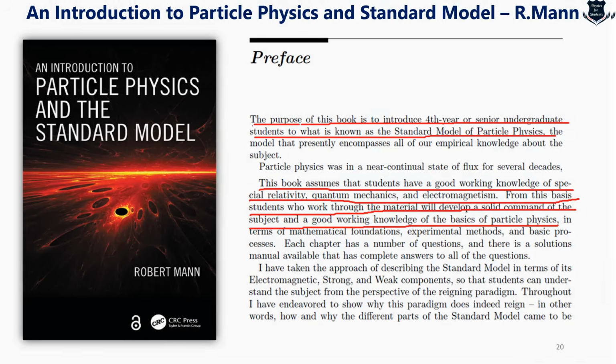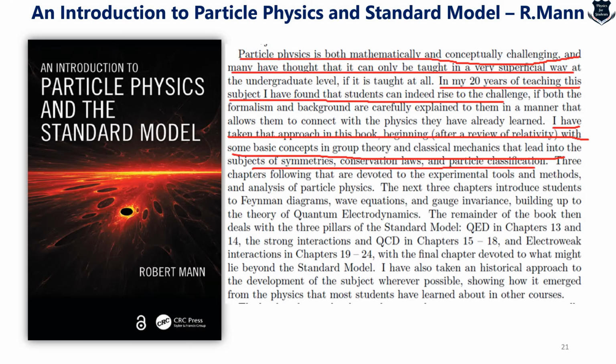So this is a notion that you should know, and there are a few lines underlined in red which you can go through, because Robert Mann found that particle physics is both mathematically and conceptually challenging, and in his 20 years of teaching this subject, he has found that students can indeed rise to the challenge. He says, I have taken this approach in this book, beginning, after reviewing relativity, with some basic concepts in group theory and classical physics that lead to the subject of symmetries, conservation laws, and particle classification. So this is a clear declaration from Professor Robert Mann of how he arranges the book, who the audience is, and what basic mathematics you need to have.